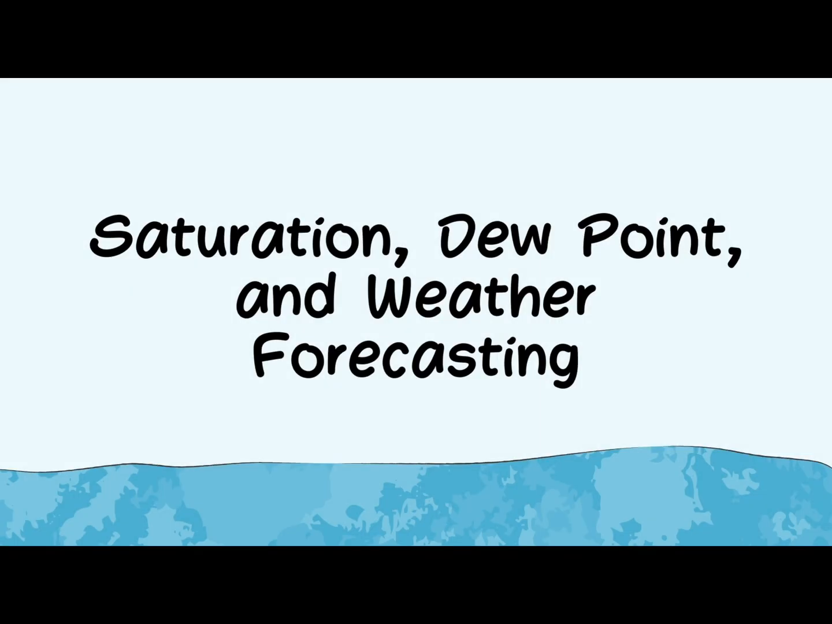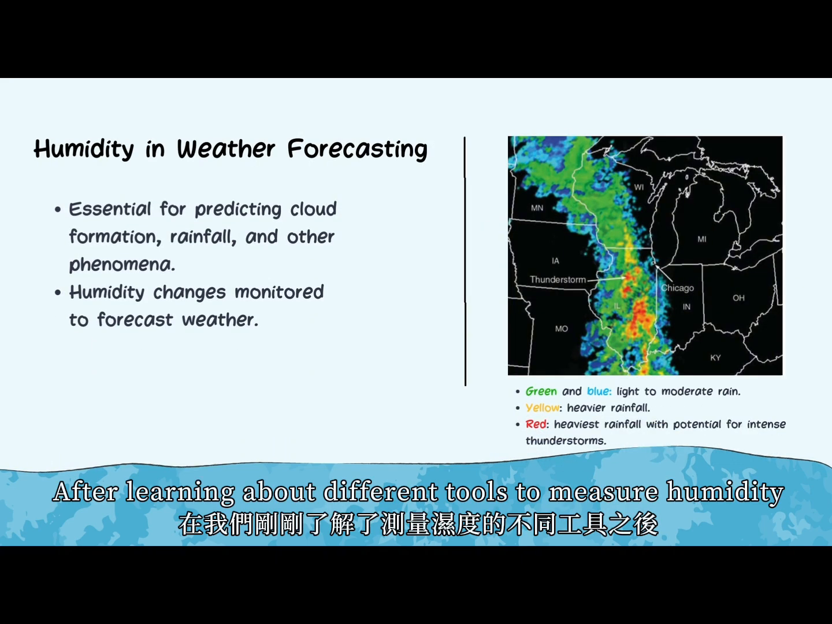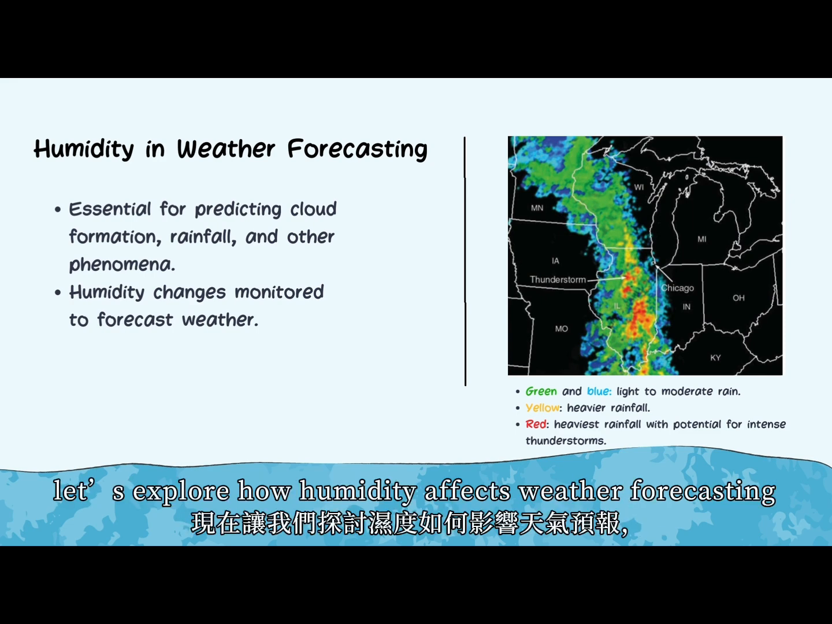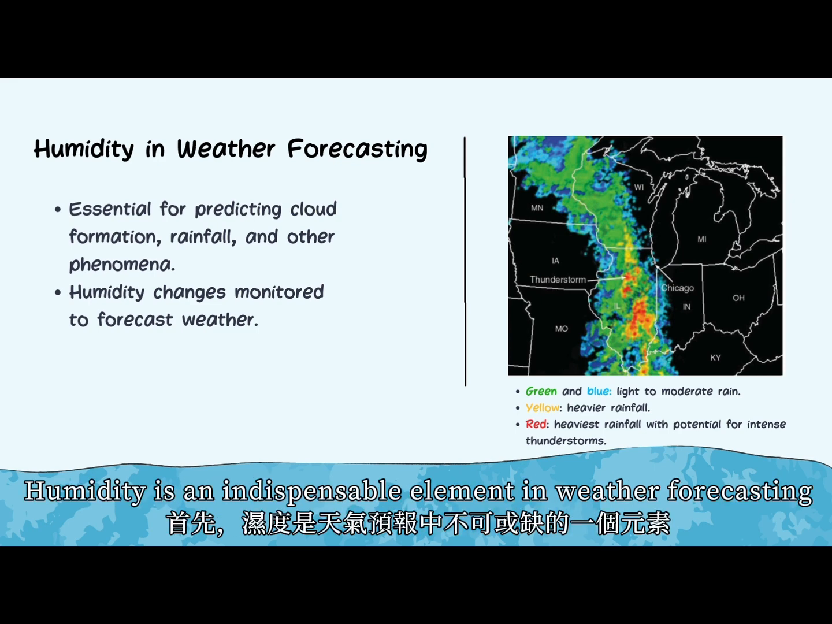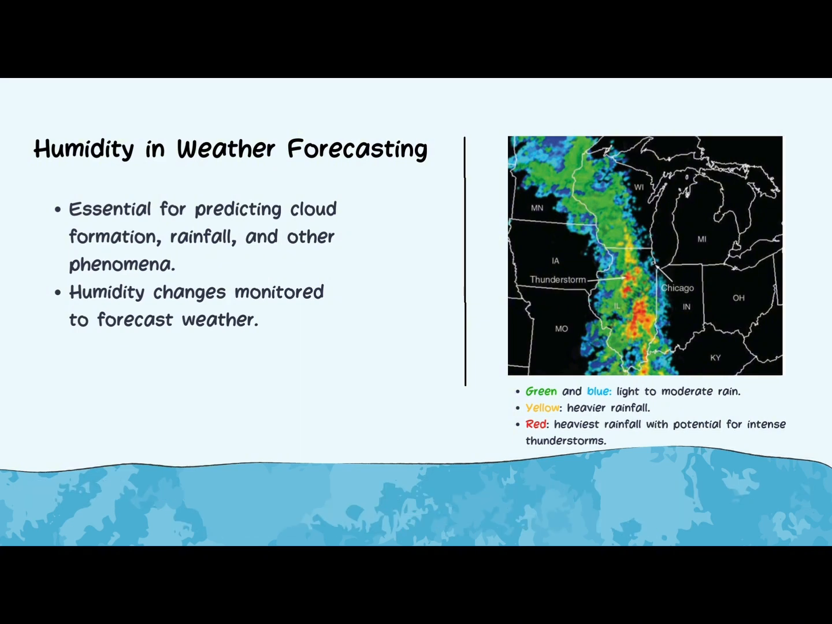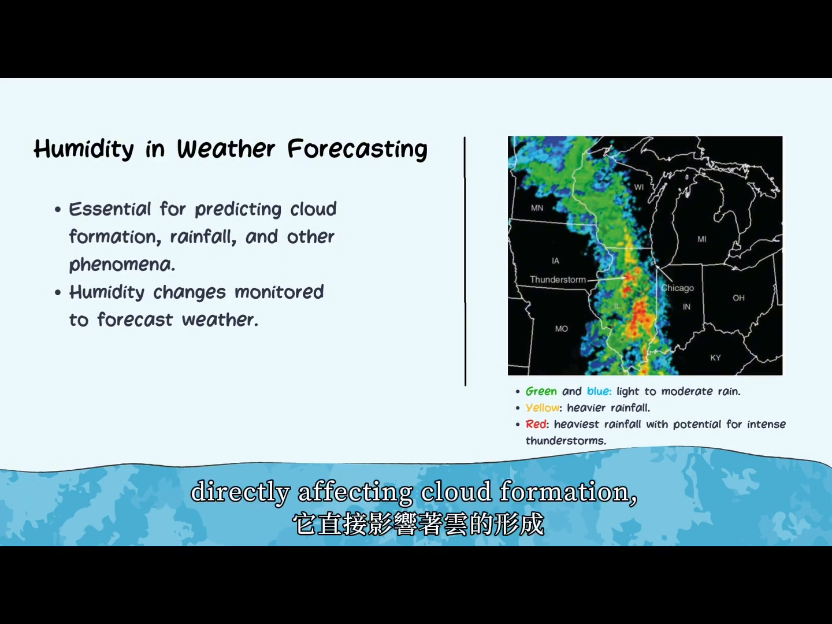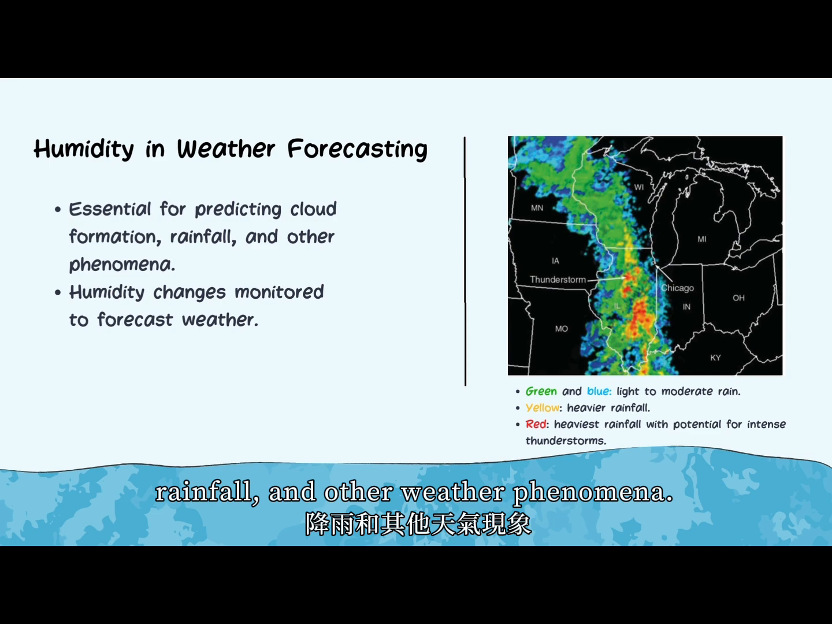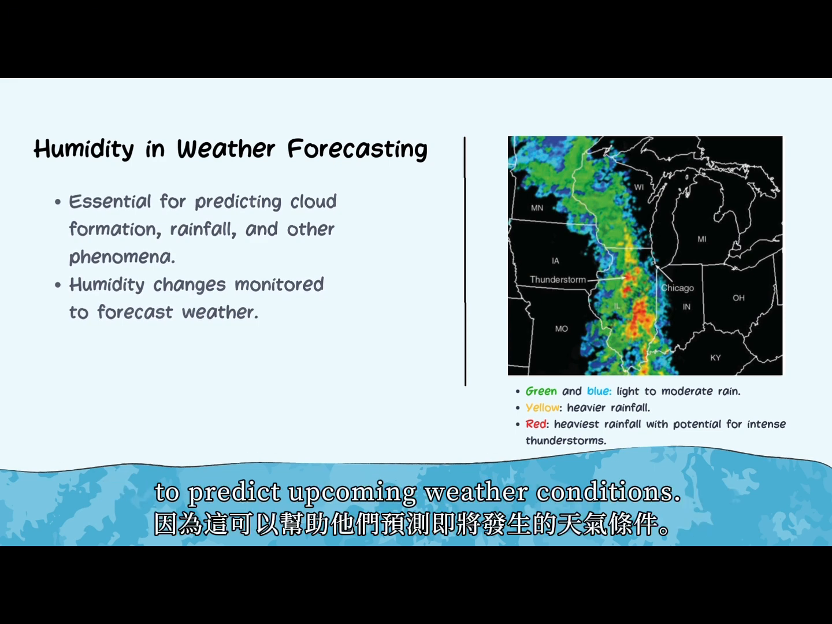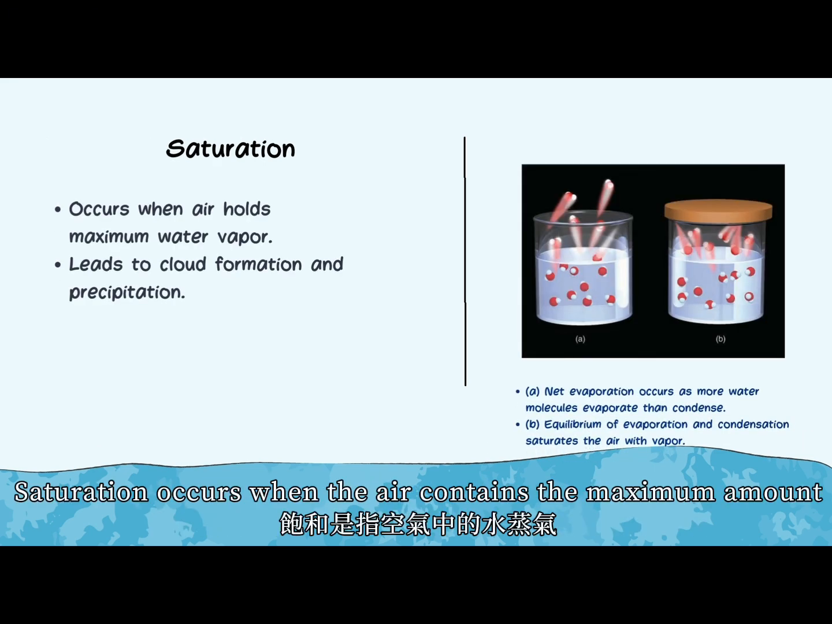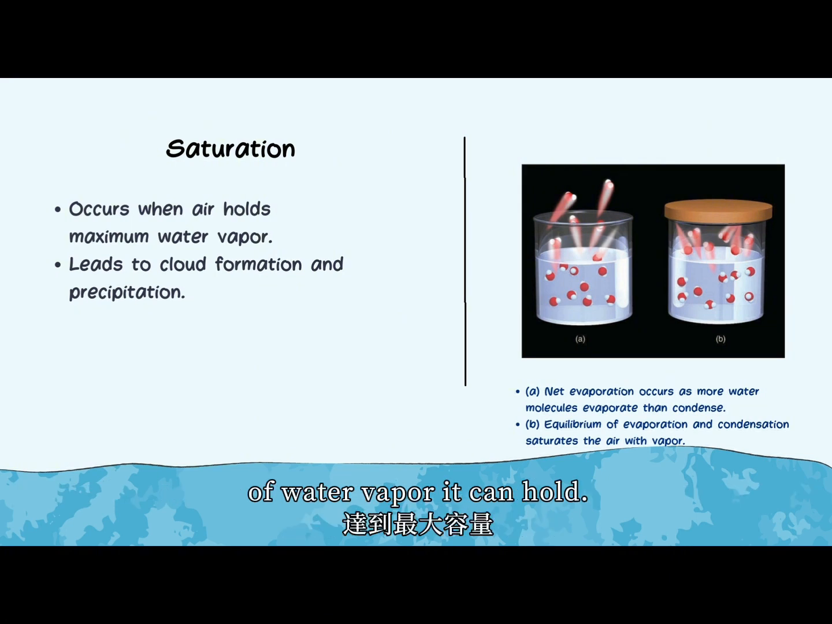Saturation, dew point, and weather forecasting. After learning about different tools to measure humidity, let's explore how humidity affects weather forecasting and the roles of saturation and dew point. Humidity is an indispensable element in weather forecasting, directly affecting cloud formation, rainfall, and other weather phenomena. Meteorologists closely monitor humidity changes to predict upcoming weather conditions. Saturation occurs when the air contains the maximum amount of water vapor it can hold.